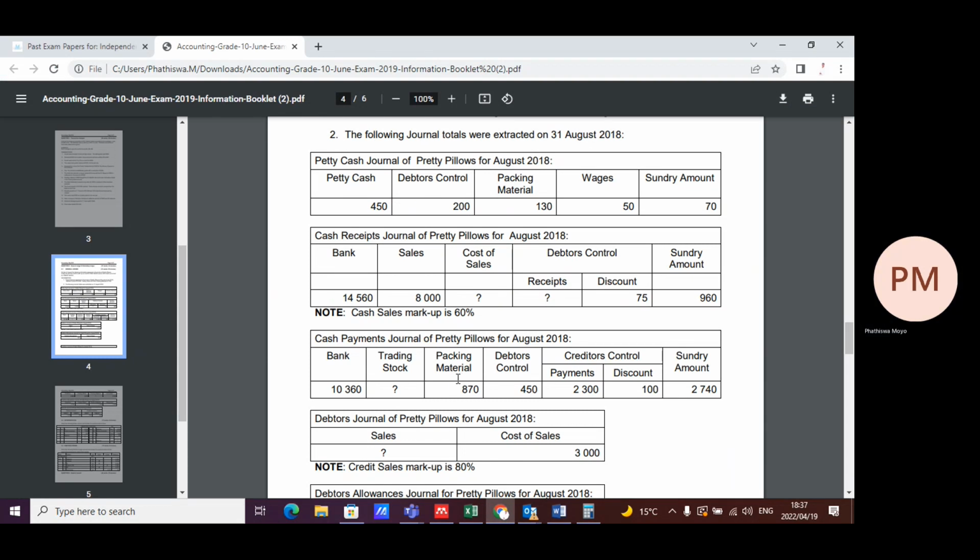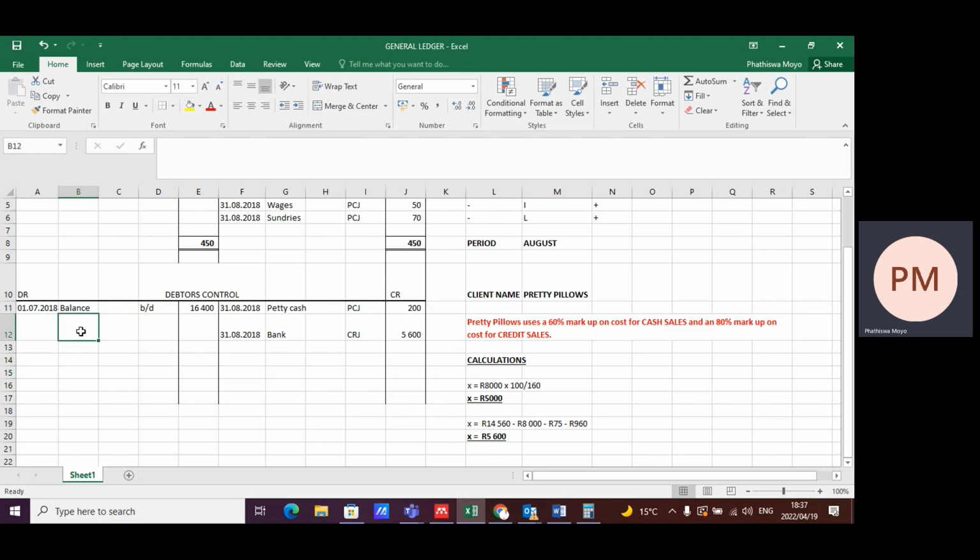Cash payments journal, we've got debtors control. So this is likely that there is a debtor that paid us and the account didn't have money in the check, so the check bounced. If somebody bought pillows and they gave us a check of 2,000 and we want to cash it only to find out their account has got 300, that check will not cash. It's like somebody paying you with an account that has insufficient funds, it's going to decline.